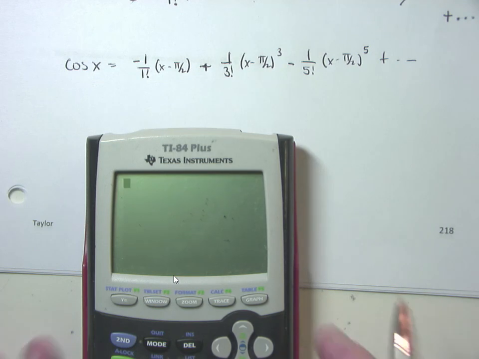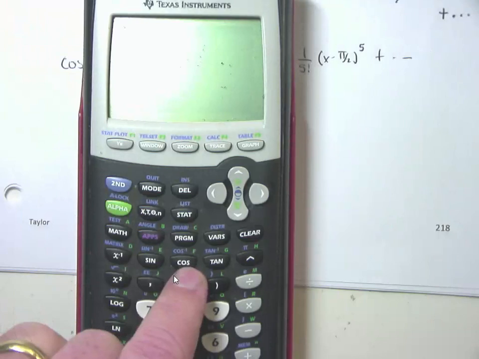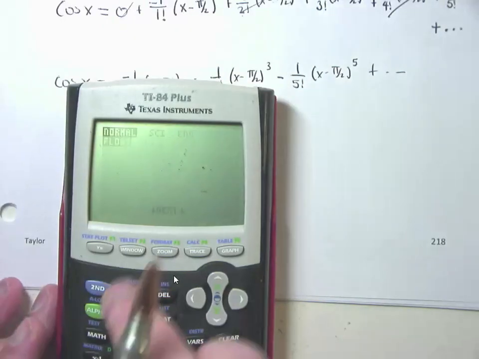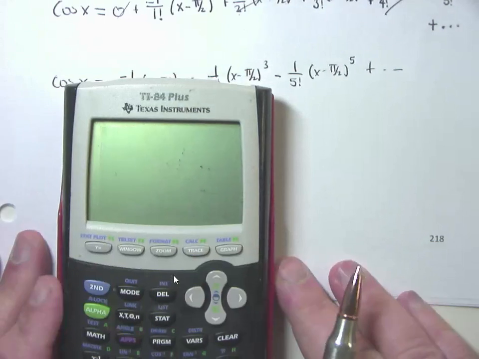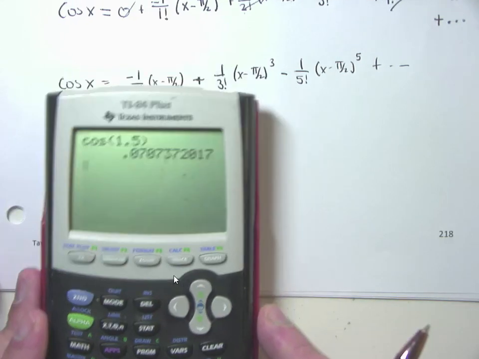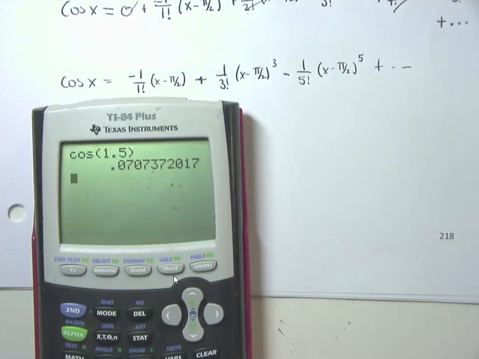You know, there's a cosine button for you right there. See that old cosine button? And notice, I'm going to be in radian mode here. Mode, radians, there it is. So I hit that cosine button, and let's say I take the cosine of 1.5. And the calculator gives me an awesome 0.070737217. How does it do it? What does the actual calculator do?